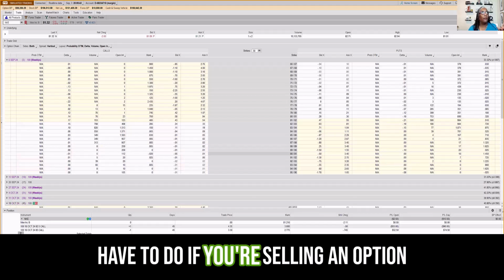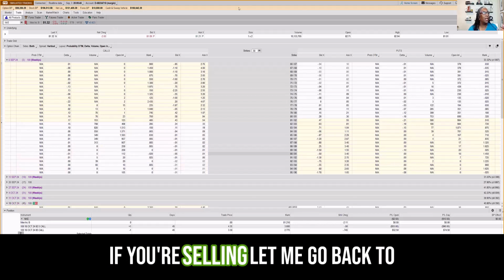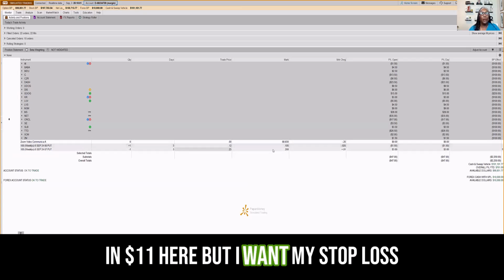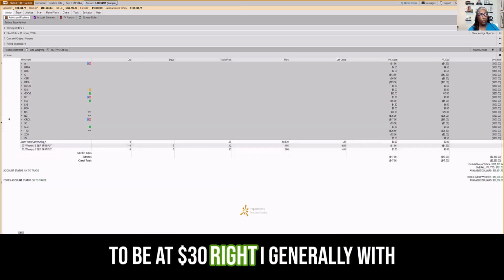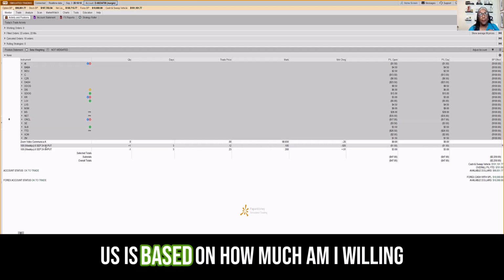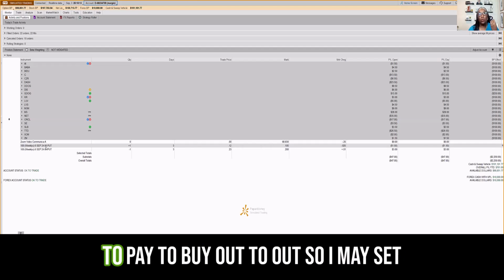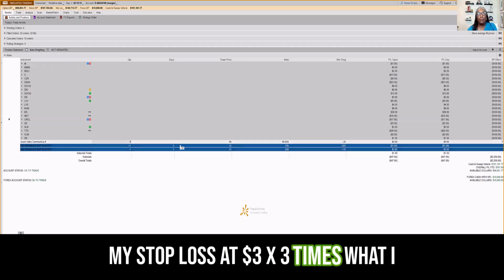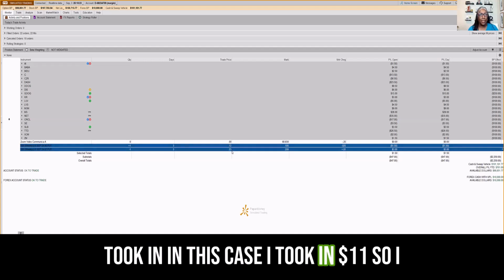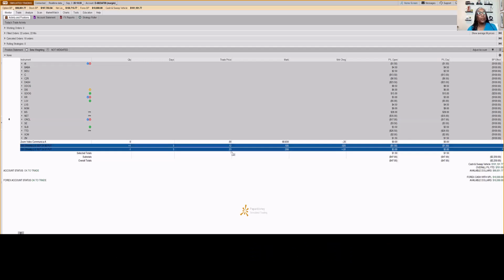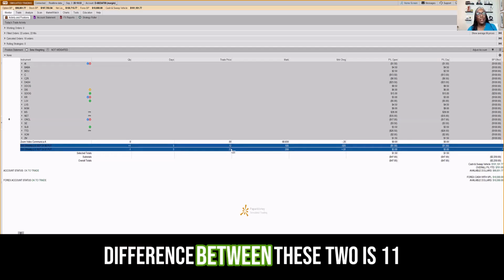What we have to do if you're selling an option, let me go back to monitor. So if I decided, okay, I took in $11 here, but I want my stop loss to be at $30, with selling spreads, that price for us is based on how much I am willing to pay to buy out. So I may set my stop loss at 3x, 3 times what I took in. In this case, I took in $11. So I feel like if it gets to $33, I'm gone. This is $11. This is a trade price. The difference between these two is 11.